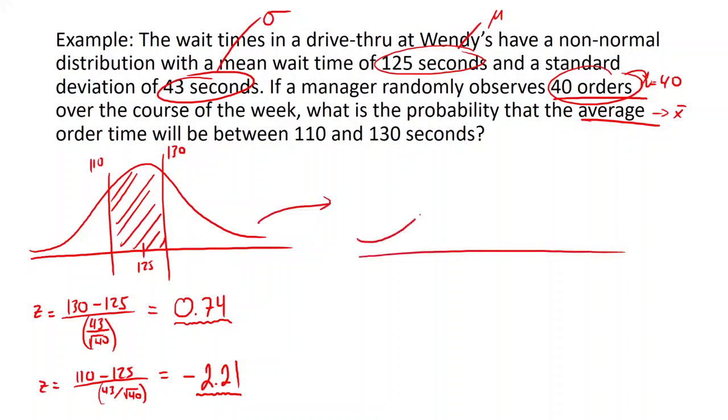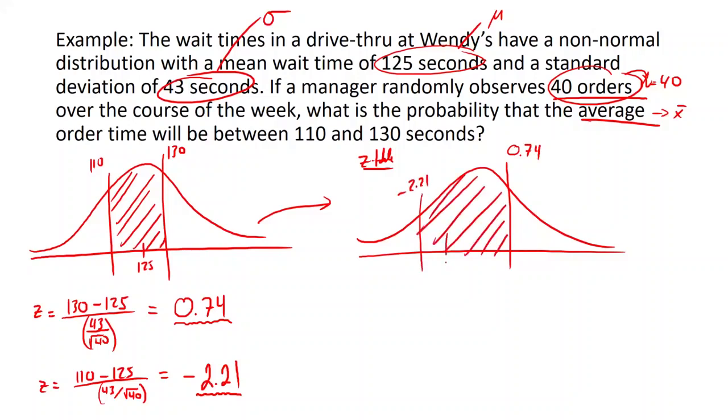Now we can head over to the z-table. To find in-between probabilities, we look up 0.74, which gives us a probability, and we look up negative 2.21, which gives us a probability. Then we get the in-between probability by subtracting.